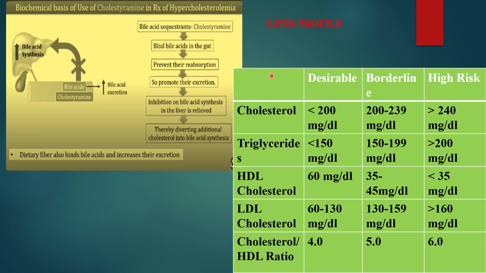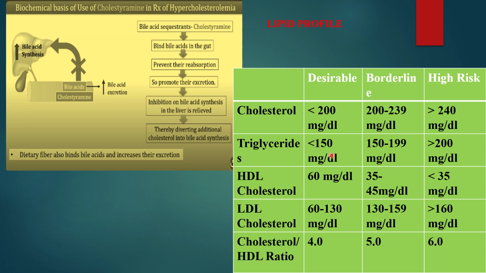Then, the lipid profile. What is a lipid profile? A lipid profile consists of a panel of certain lipid constituents present in the blood: first cholesterol, second triglycerides, HDL, LDL, and the cholesterol to HDL ratio. For cholesterol, the desirable level is less than 200 milligrams per dl. Borderline is 200 to 239 milligrams per dl, and above 240, the subject is at high risk of cardiac diseases.